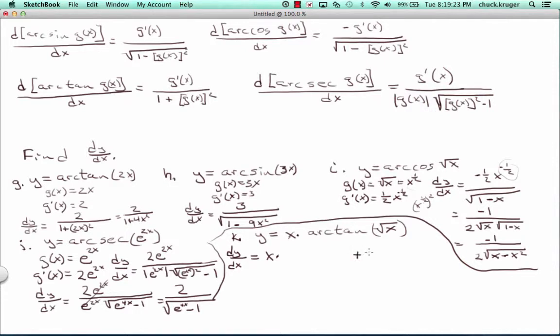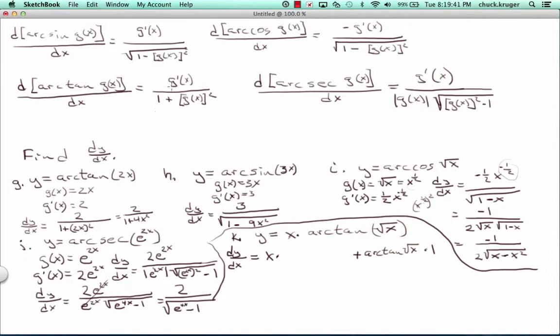plus the arctan, the square root of x, times the derivative of that x, which is 1. Okay, so I've got 3 of the 4 parts done. I just have to figure out this.